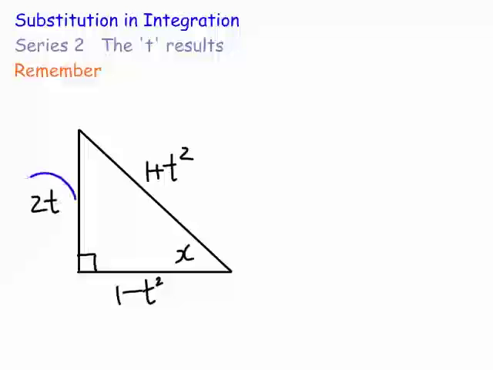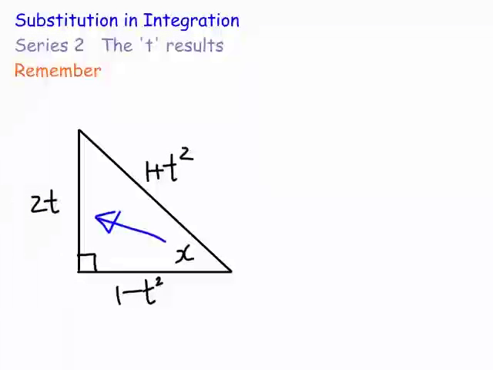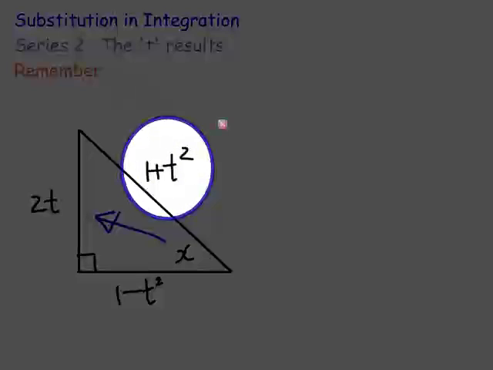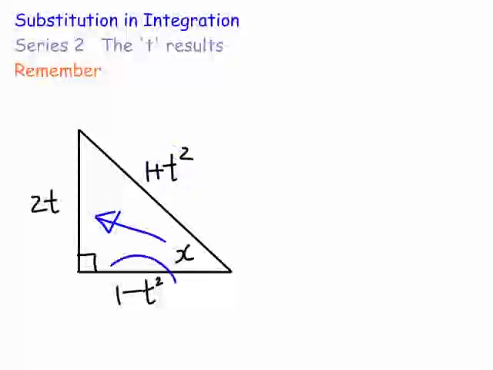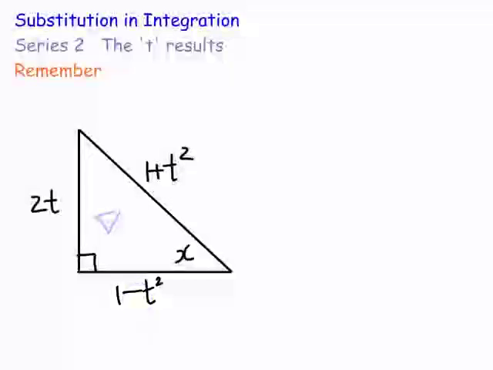We have the 2t opposite the x, coming up this way. And we have the bigger side, 1 plus t squared, over here. You might remember we derived some of these from the half-angle results before, and the 1 minus t squared here. So once we've got this triangle, we can now just straight away write down the substitutions for sine x.